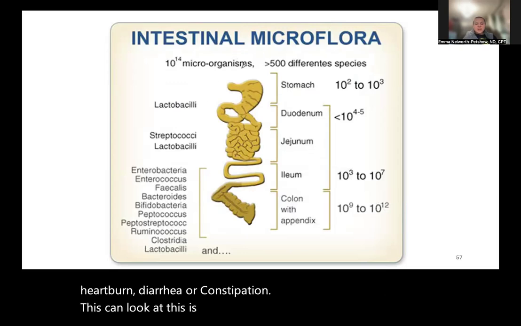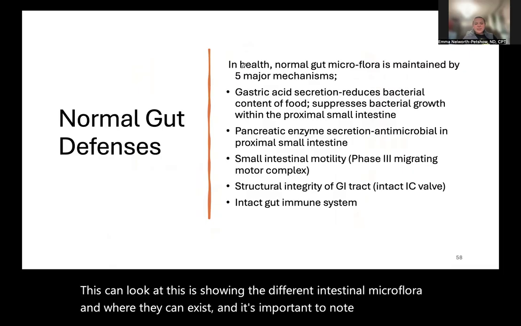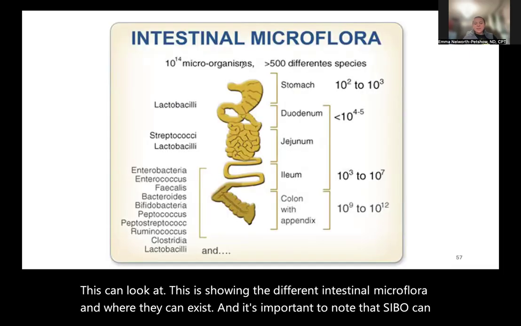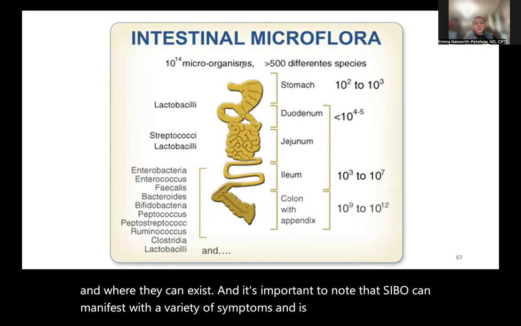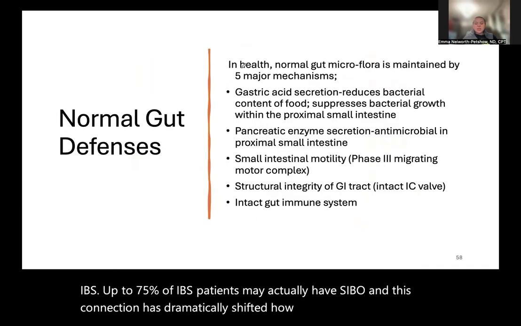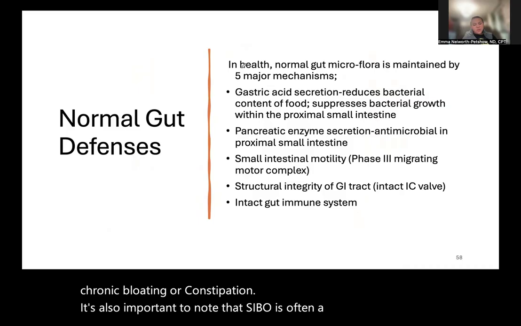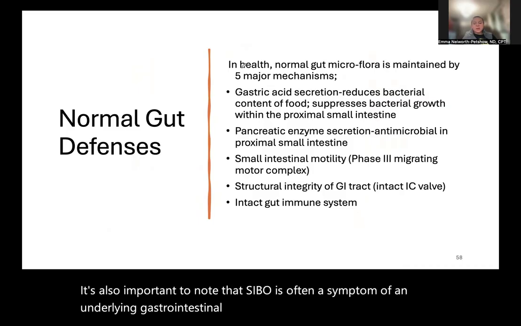This is showing the different intestinal microflora and where they can exist. And it's important to note that SIBO can manifest with a variety of symptoms and is often misdiagnosed as IBS. Up to 75% of IBS patients may actually have SIBO. And this connection has dramatically shifted how we evaluate patients with chronic bloating or constipation. It's also important to note that SIBO is often a symptom of an underlying gastrointestinal condition.